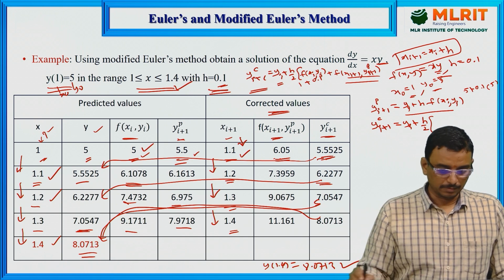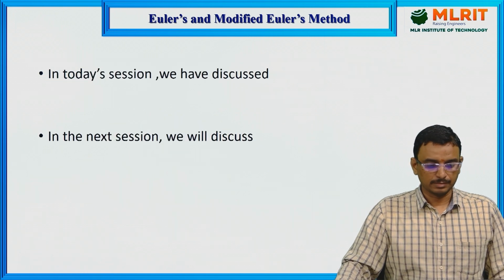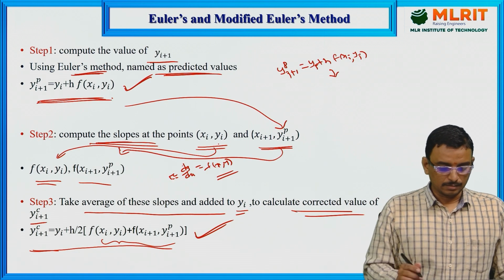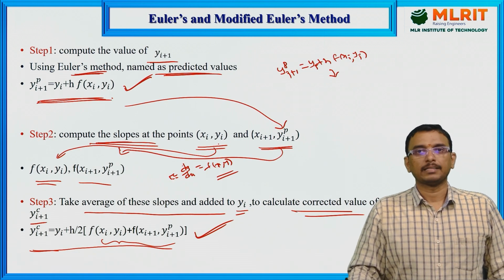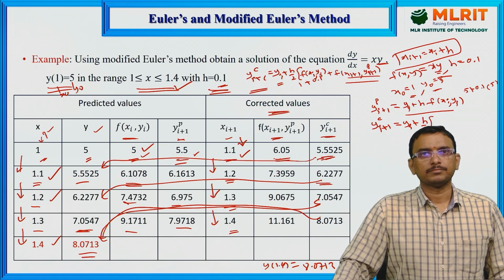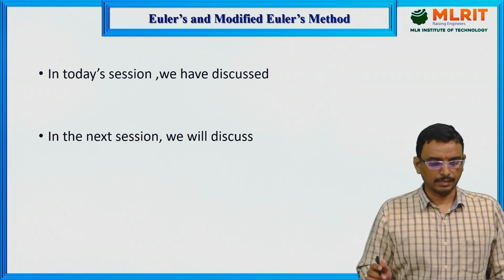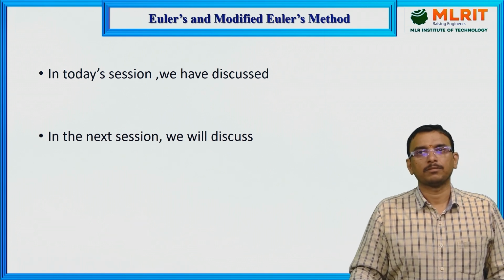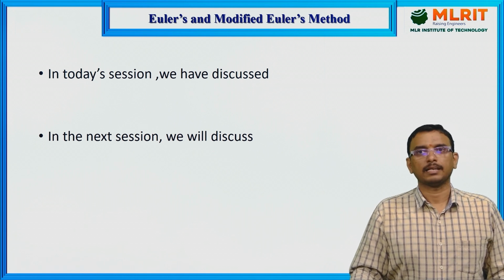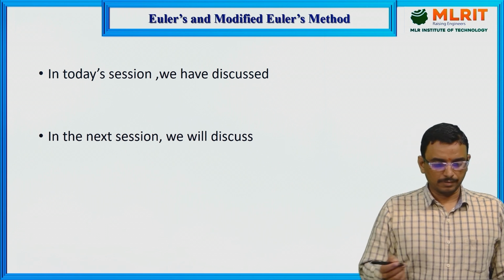This we can find by using the modified Euler's method. The only difference between modified Euler's and Euler's method is that in Euler's method we find the slope at one point, and here we take the average of the slopes. Euler's method can be applied accurately only for linear functions; otherwise we get a truncation error. To avoid that, we can use the modified Euler's method.